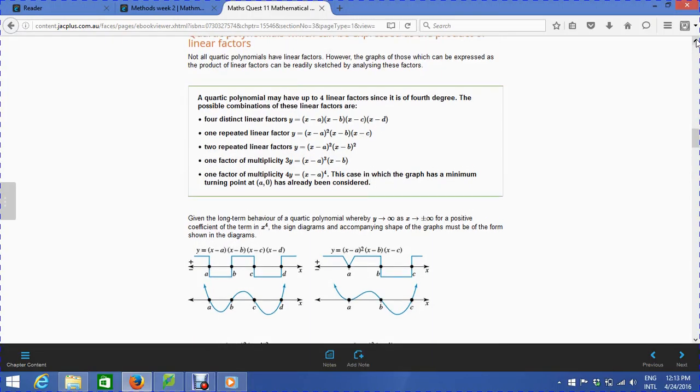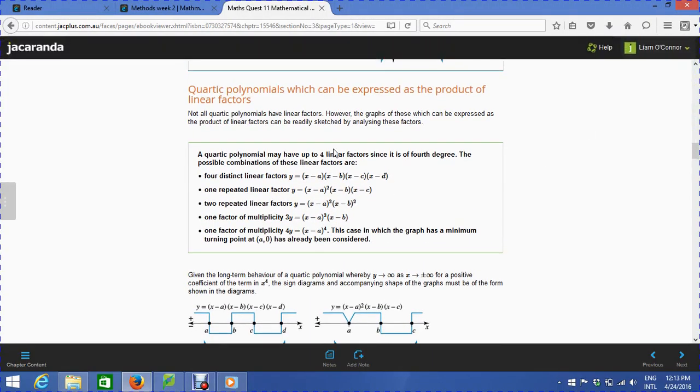Okay, in this video, we're just going to have a look at the next section. So we're still on chapter 5.2. Now, I thought it might be a little bit easier to have a look at a screen capture rather than writing it all out.